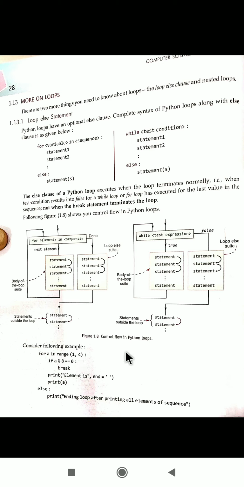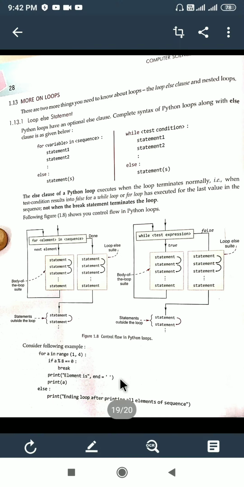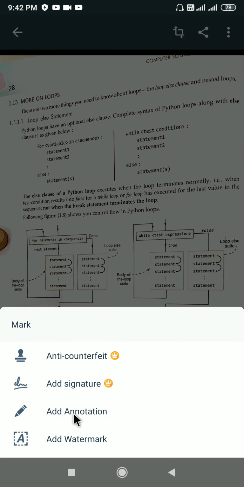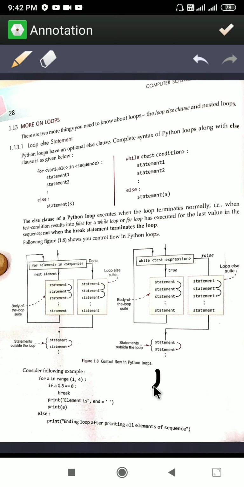When you divide 1 by 8, what will happen? 1 will come straight away as the remainder. If you are dividing a smaller number by a bigger number, then this number will come in the remainder as it is. So if 1 is divided by 8, the remainder is 1. Okay, so is 1 equal to 0? It is comparing.